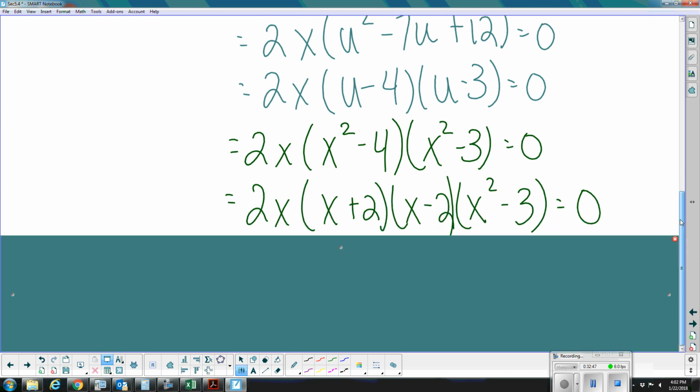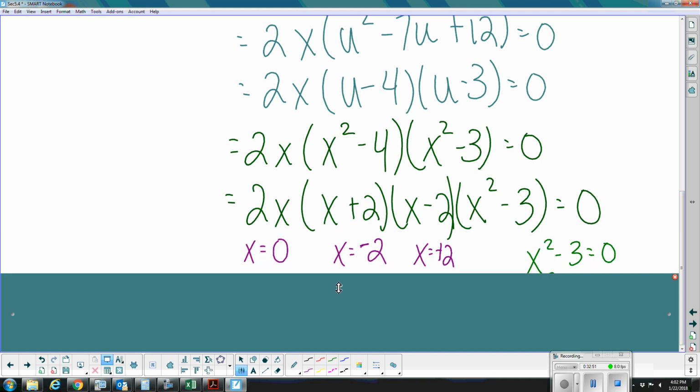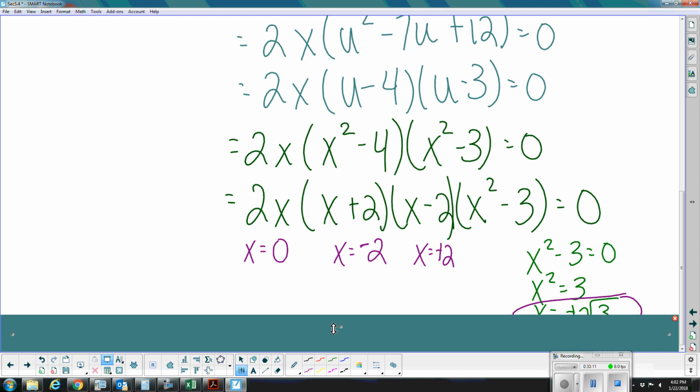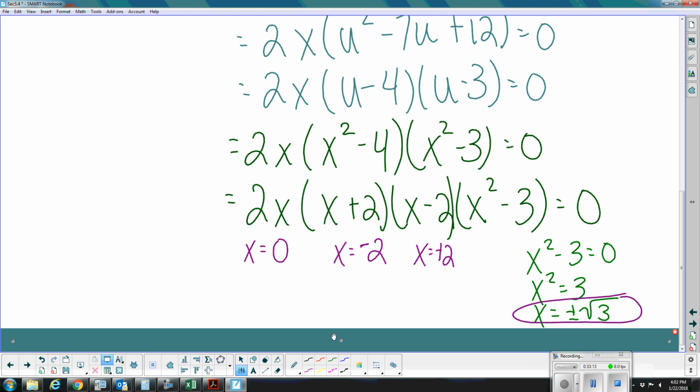And now I need to use the zero product property. So using the zero product property, x has to be either 0, and that whole thing will be 0, or it has to be negative 2, which sets x plus 2 equal to 0, making this whole left side 0. Or x could be positive 2, or x could be plus or minus the square root of 3. So those are your real solutions for x.